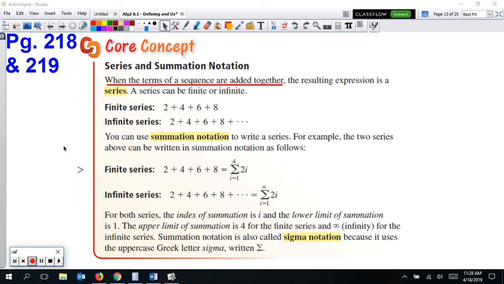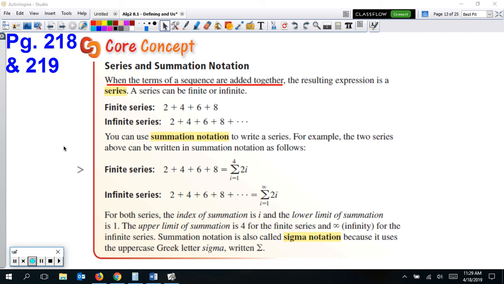Okay, so back page on 218 and 219, back where the vocabulary is, there's some more to add into that vocabulary. We're going to look at what's called a series now. So now a series, and you want to write this down, is when the terms of a sequence are added together.